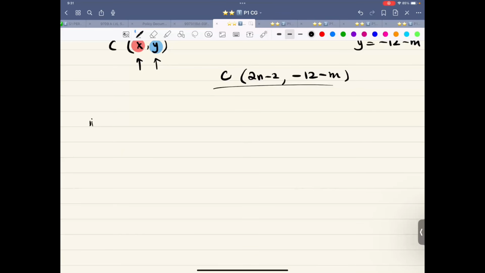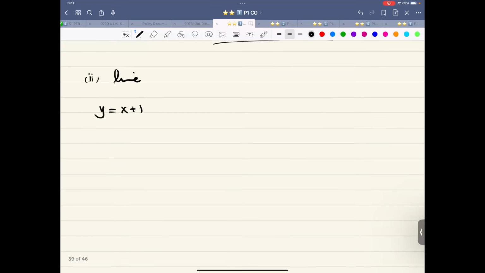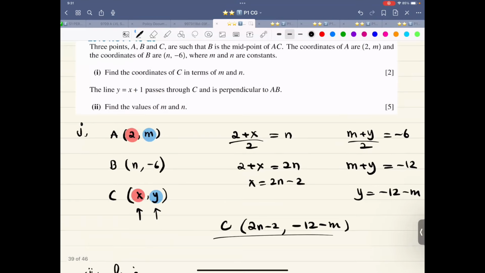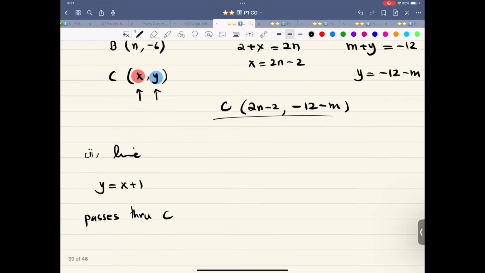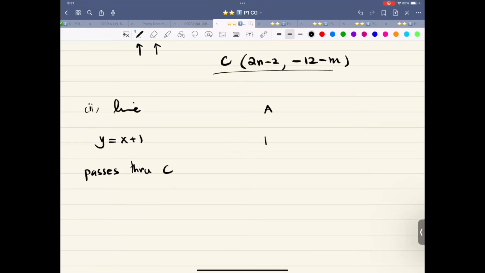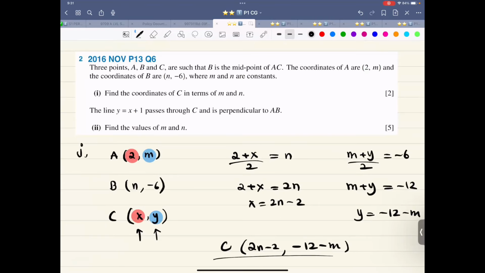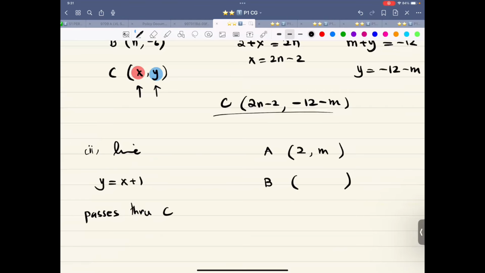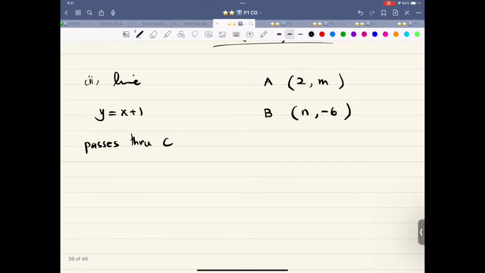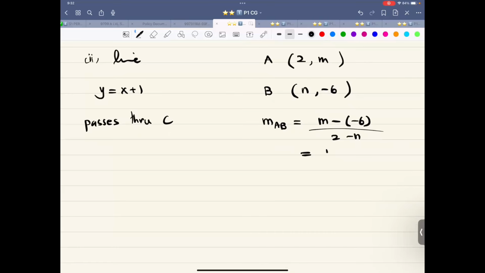Now, this is a good question. The line y equals x plus 1 passes through C and is perpendicular to AB. This is A, this is B, and A is (2, m) and B is (n, negative 6). Gradient of AB, let me calculate it. This is (m minus negative 6) divided by (2 minus n). That is (m plus 6) over (2 minus n).